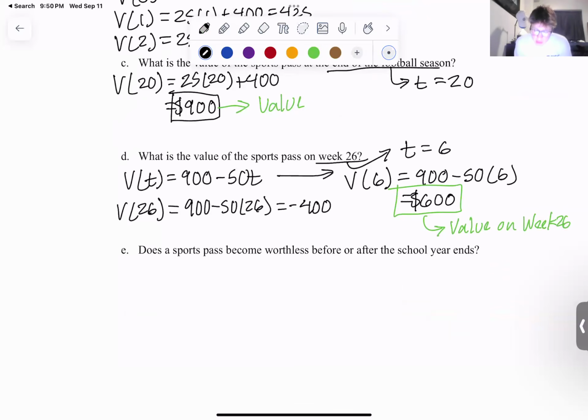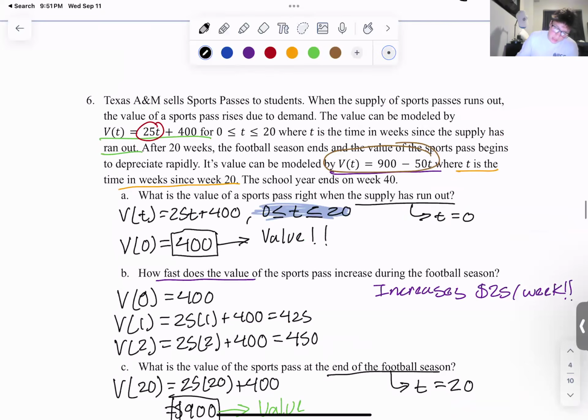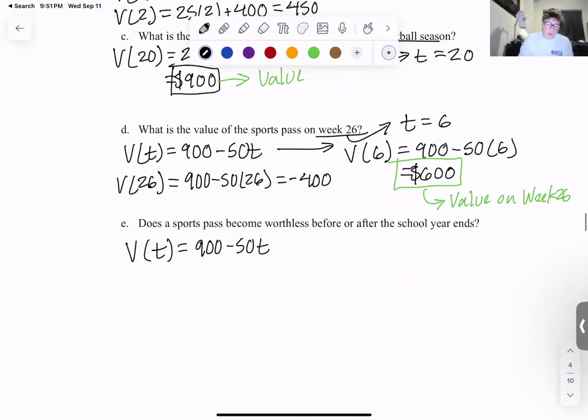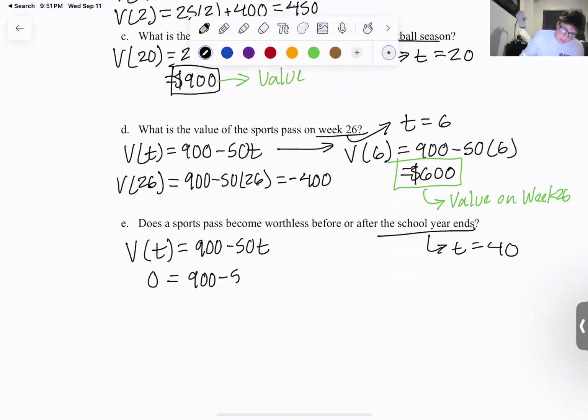Does a sports pass become worthless before or after the school year ends? Okay, well, we're going to be using this V of t equals 900 minus 50t equation, right? Because that basically takes us all the way to the end of the school year. And we want to figure out if the sports pass becomes worthless before or after the school year ends, which is on week 40. Now, a sports pass being worthless means it's equal to 0. So 0 equals 900 minus 50t.